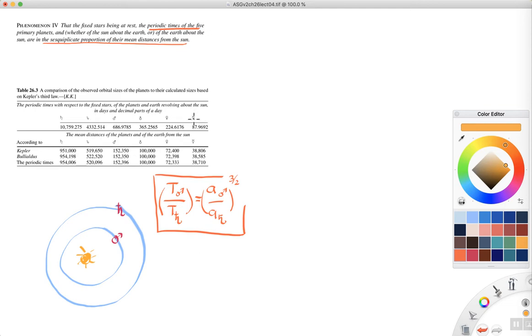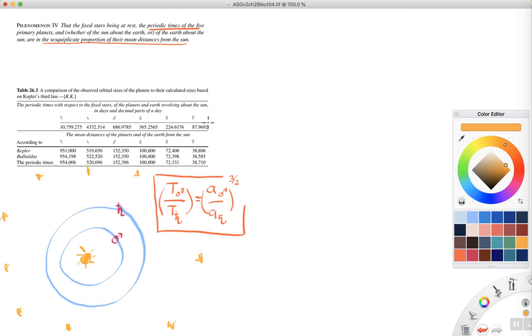Let's just look at this table to make sure we understand. So this is a symbol of Mercury, Venus, Earth, Mars, Jupiter, and Saturn. Those are the traditional astronomical symbols. So these are the periodic times with respect to the fixed stars of the planets around the sun, measured in days and decimal parts of a day. So if you imagine the stars, which are way out here, he thinks of them as being fixed. They're the distant stars. They're not moving in Newton's theory. The sun is, again, not moving. It's like one of the stars in that respect. The planets are going around the sun.